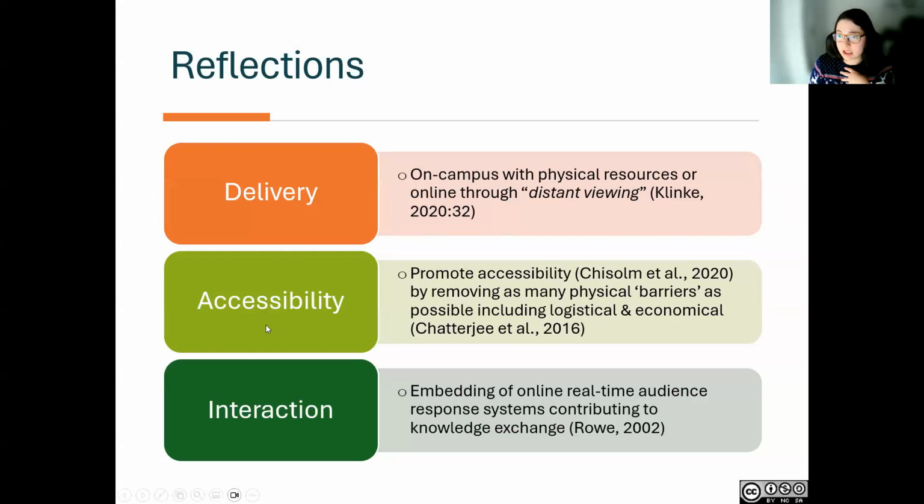For me, it was very important to address the issue of accessibility. I wanted to promote accessibility by removing as many physical barriers as possible, including logistical and economical. So when I was thinking about my resource and my teaching, I took that very much into consideration. And the interaction, again, because it's central to object-based learning and humanism, I embedded online real-time audience response systems in both the on-campus and the online teaching that contributed to that knowledge exchange and that co-creation of the information. And in the case of the first artifact, it was through Mentimeter that the students informed and worked with me in partnership to create and inform the development of the workshop.